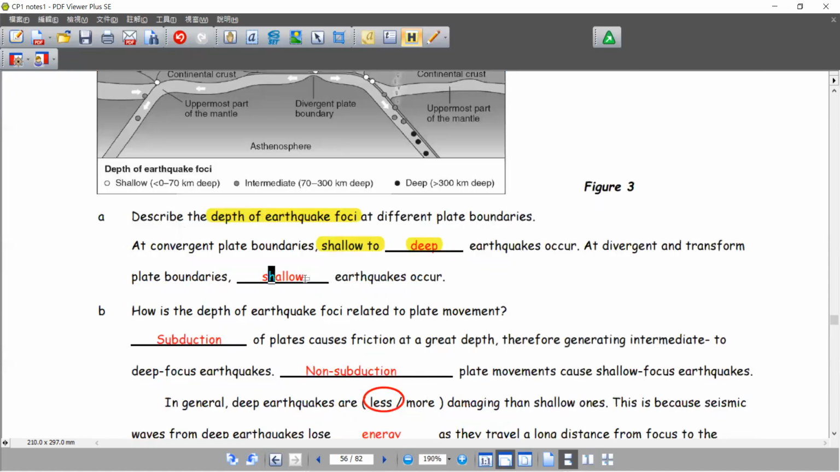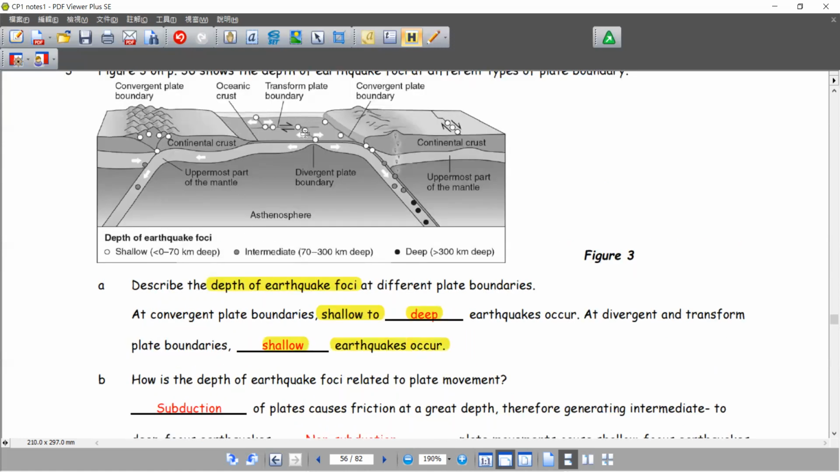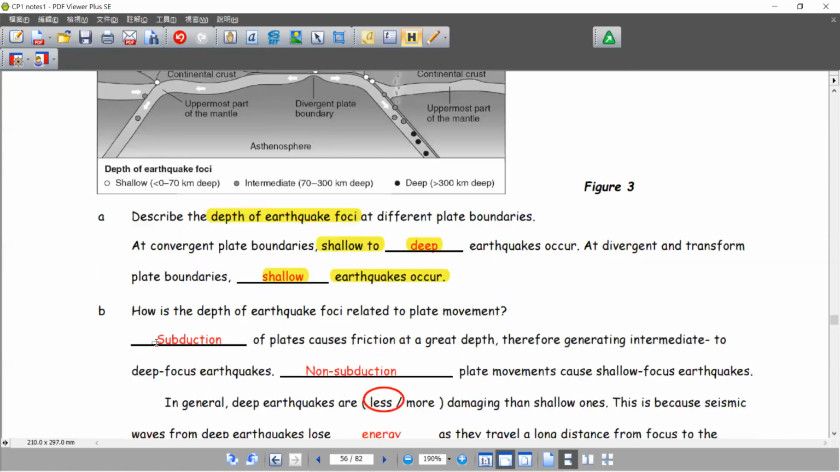Shallow earthquakes will occur at the divergent and transform plate boundaries, because it's just the breaking and sliding past, and the lateral force will mainly take place in the shallow zone just below the ground surface. Subduction of plates will also cause friction at great depth, and therefore it generates intermediate and deep focus earthquakes. How about collision? It will be mainly shallow focus earthquakes.